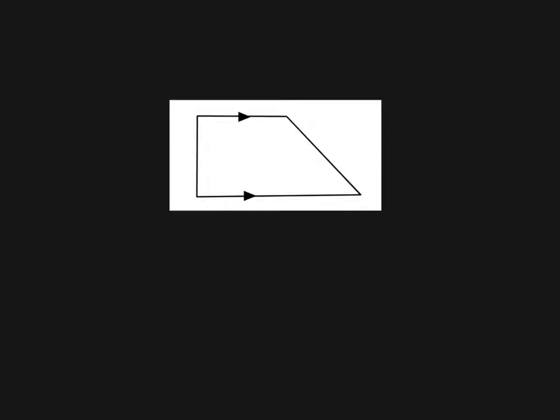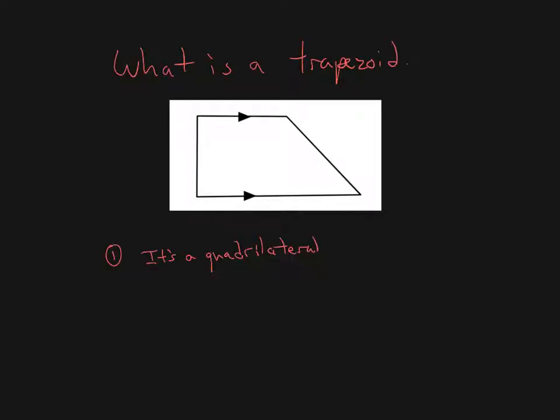Today we're going to be talking about properties of trapezoids. First, we want to begin discussing what makes a trapezoid a trapezoid. To begin with, it's a quadrilateral, so it has four sides. And more specifically, it has one pair of parallel sides.